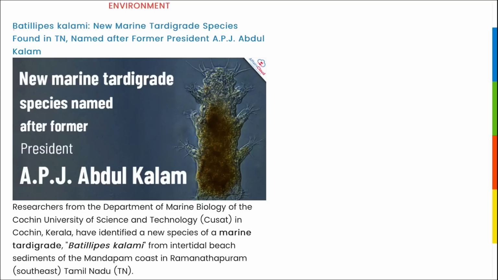Next is related to environment, right? Recently, Battlepace calami, I repeat, Battlepace calami, a new marine tardigrade species, was found in Tamil Nadu and it has been named after President APJ Abdul Kalam, right? So that is why the name calami. So coming back, this is the new species of tardigrade that was found recently in Tamil Nadu and it was named after the former President APJ Abdul Kalam.